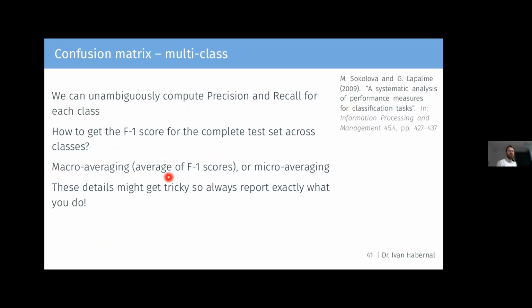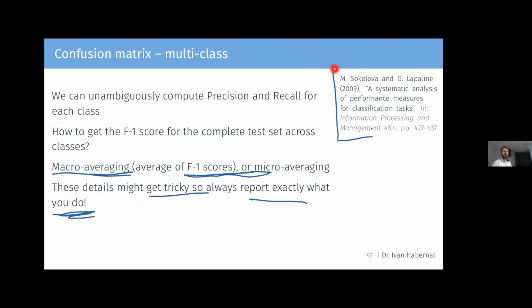And then you compute this for each class, and then you can take an average of these F1 scores or do some other things. So this is kind of technical details, but it might get tricky. So always report what you do, right?